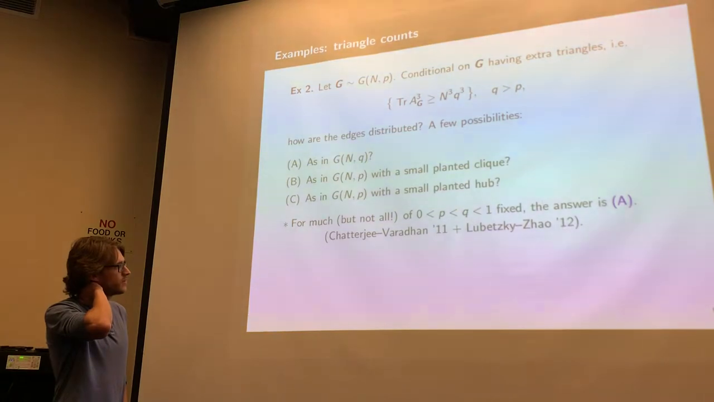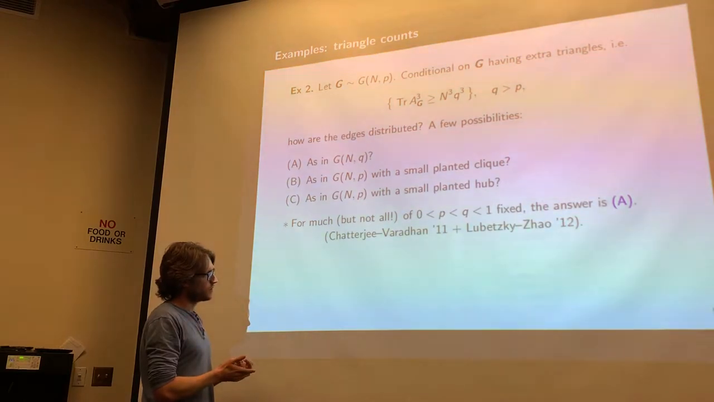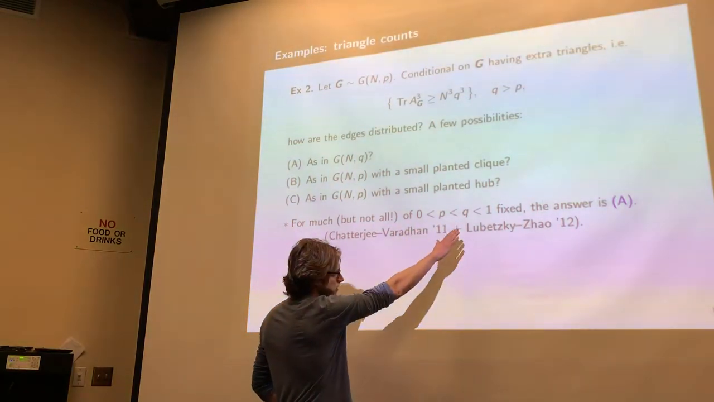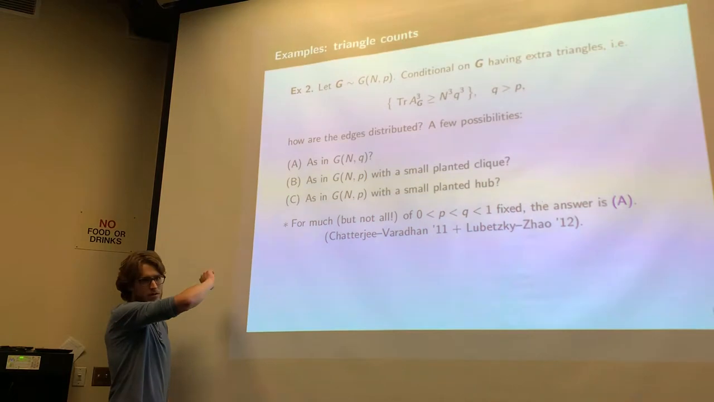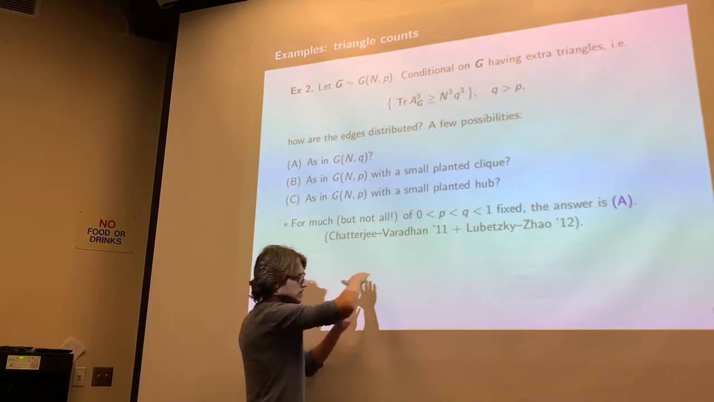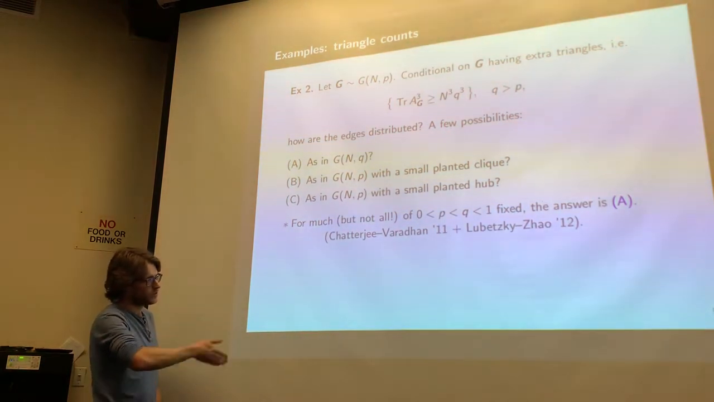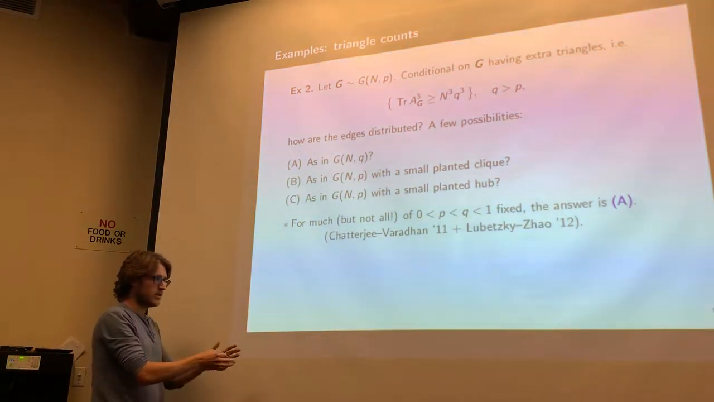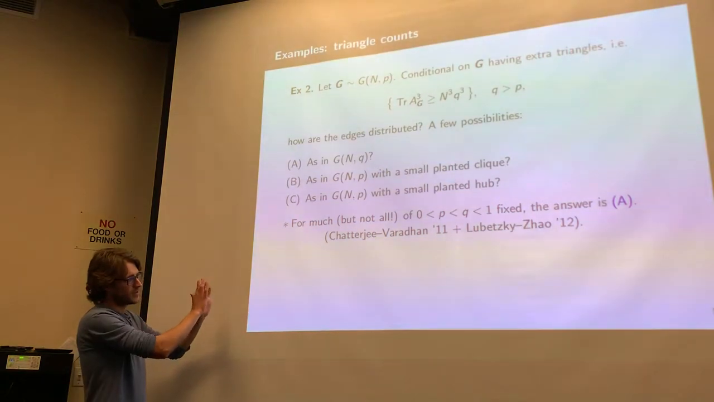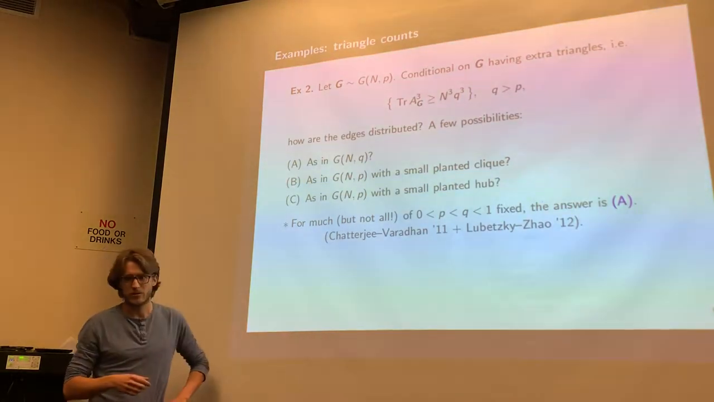So in the dense case, first of all, there was this work of Chatterjee and Varadhan, who got the large deviations principle. And they were able to show that you have this triangular sector. For much of this sector, the answer is A: you sample it and it'll look like G(n,q). And then this was sharpened by Lubetzky and Zhao, so they obtained the full region of this plane, or this triangle, where the answer is A. If I could draw, I would, but just imagine a triangle with a little sector removed, and they showed that in the complement, it's not G(n,q), but it's still not understood, I think.